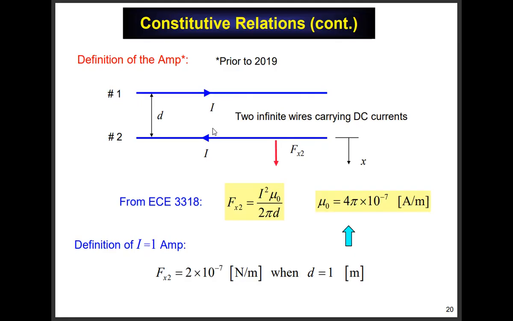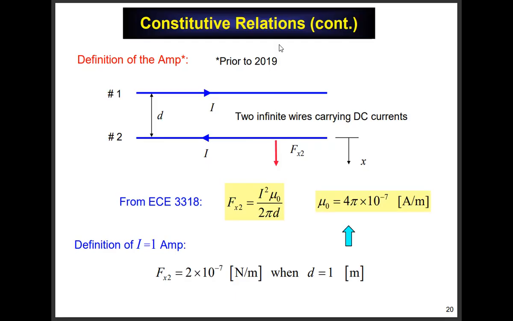Now, it turns out that if the two currents are equal and opposite, as shown here, then it's a repulsive force. So the force on wire 2 is down, the force on wire 1 is up. They're repelling, which may be counterintuitive. If you have two equal and opposite charges, they attract. But two equal and opposite currents repel. That's the way it works.